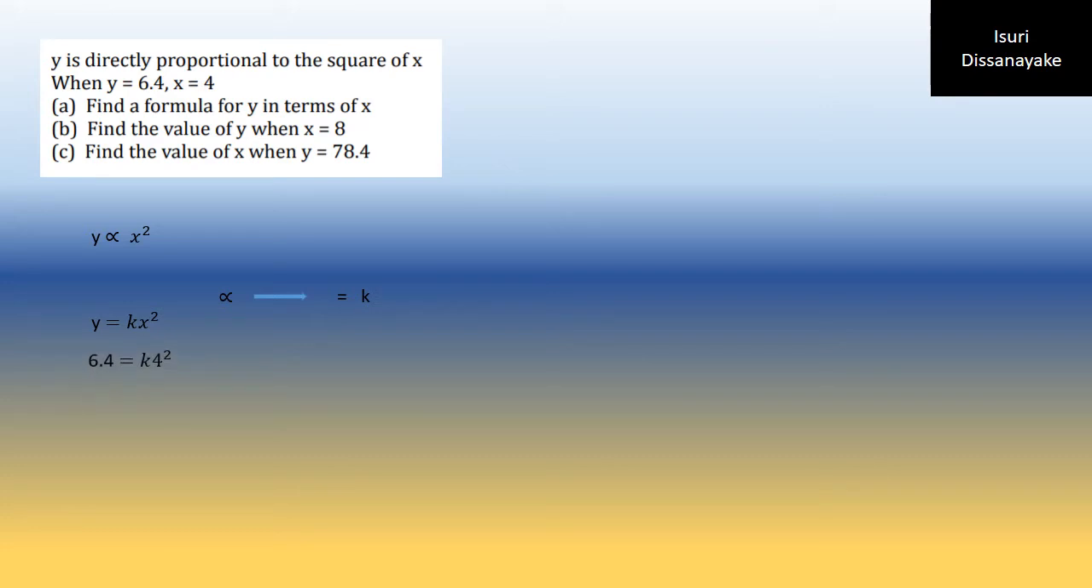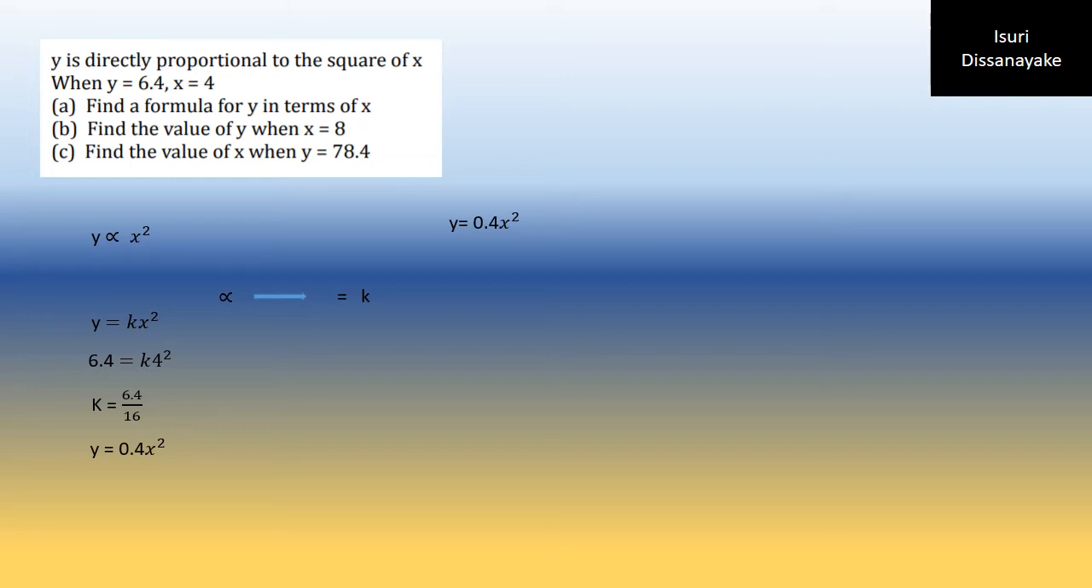Now let's substitute the values for y, that is 6.4 equals k times x squared, here 4 squared, which is 16. So k is equal to 6.4 divided by 16, which is equal to 0.4. Now we can write the equation as y equals 0.4 times x squared.